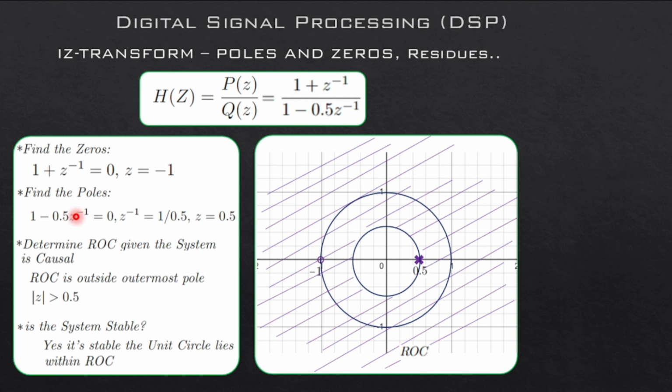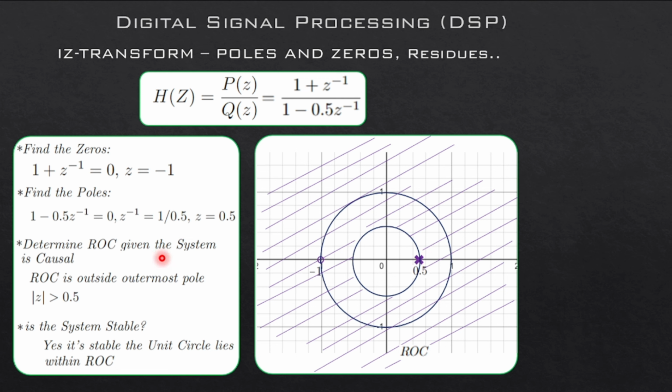For the poles, we need the value that annihilates the denominator. So 1 minus 0.5 z to the power minus 1 is equal to 0. Z to the power minus 1 is equal to 1 divided by 0.5. So z is equal to 0.5. Why? Because it's the inverse. All right, so let's locate it. That's 0.5. That's the pole. We have no other pole over here.